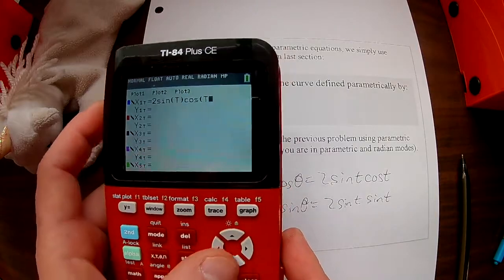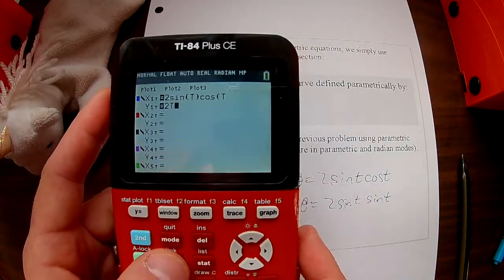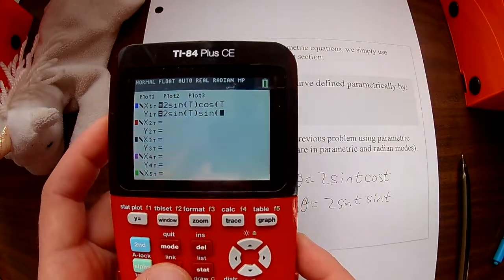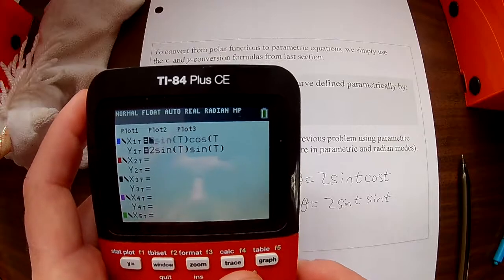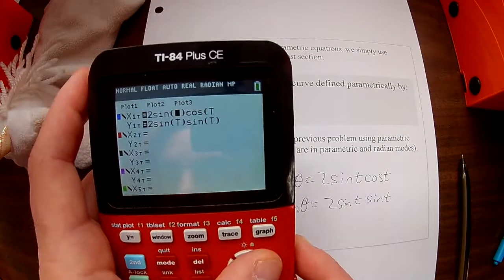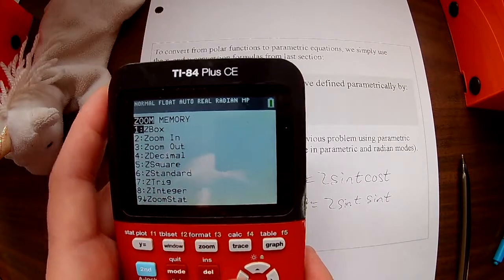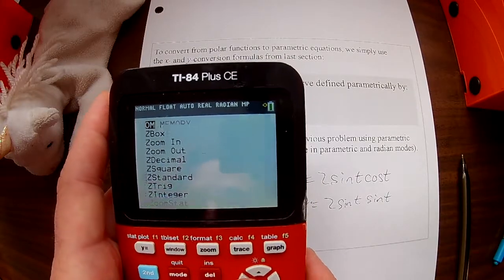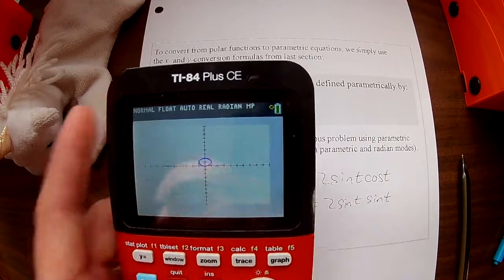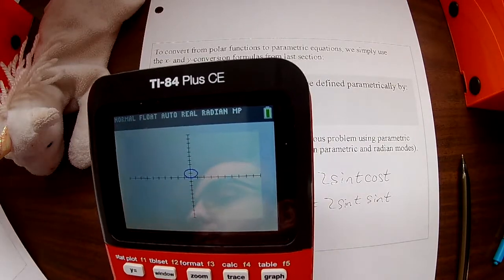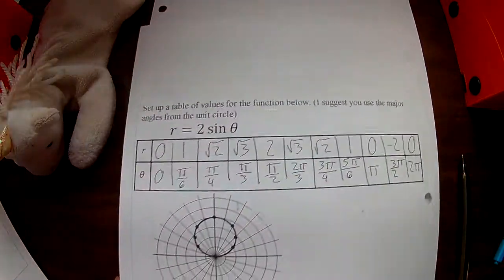Cosine of t, 2 sine of t times sine of t. I guess some people really get annoyed that I don't put those closing parentheses on there. All right. I'm just going to go to zoom 6 because I think that's going to cover it. Hey, look at that. That is, in case you didn't recognize it, that's the first function that we graphed in polar mode today.